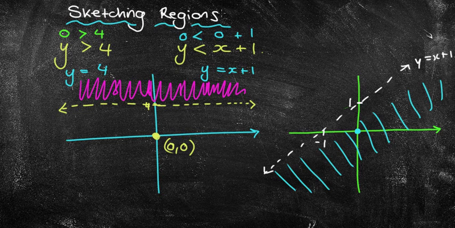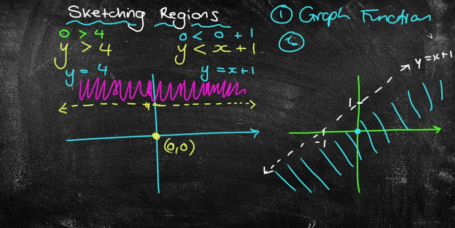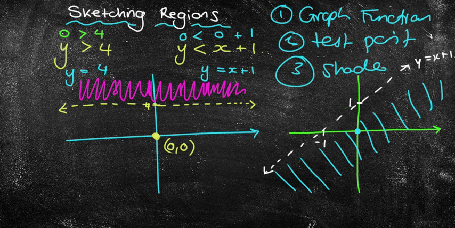So again, the whole idea is, first of all, we want to graph the function. Second of all, test a point. And thirdly, we're going to shade the region. And sometimes you might have more than one function that you're doing it for, and they might overlap. Okay, let's have a look at a question now.